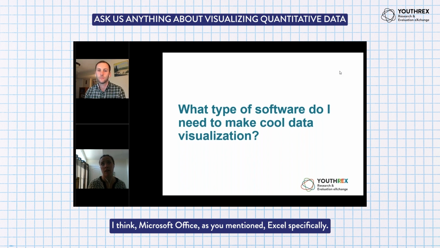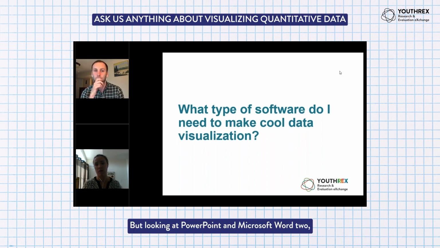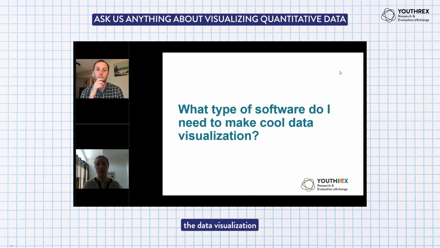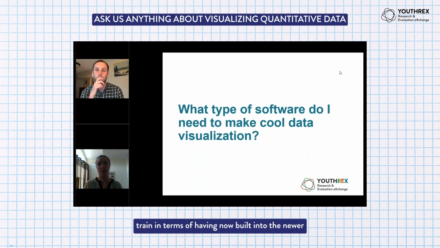Perfect. Yeah, and I think Microsoft Office, as you mentioned, Excel specifically, but looking at PowerPoint and Microsoft Word too, they're very much jumping on the data visualization train in terms of having now built into the newer versions of Word and PowerPoint tons of icons that you can pick from. So instead of just your basic shapes and whatnot, say you wanted to illustrate something in terms of gender, how many males, females you had in your program, grade. You can use different icons to also help visualize, maybe beside a pie chart or just a stat or something like that.